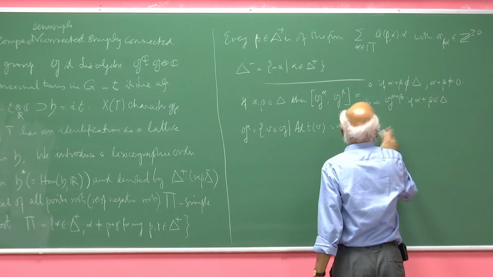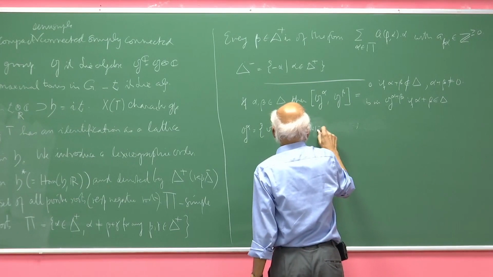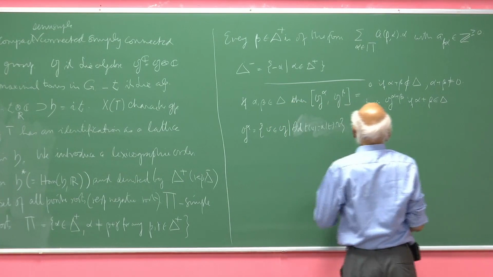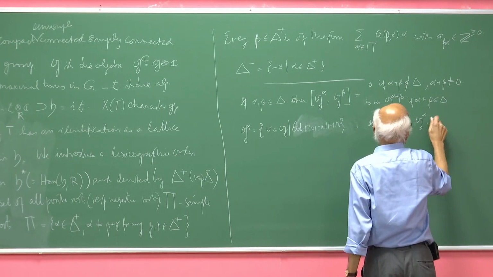Finally, a third possibility is that alpha plus beta is 0. If alpha plus beta is 0, the bracket of g_alpha and g_beta is contained in T_C.